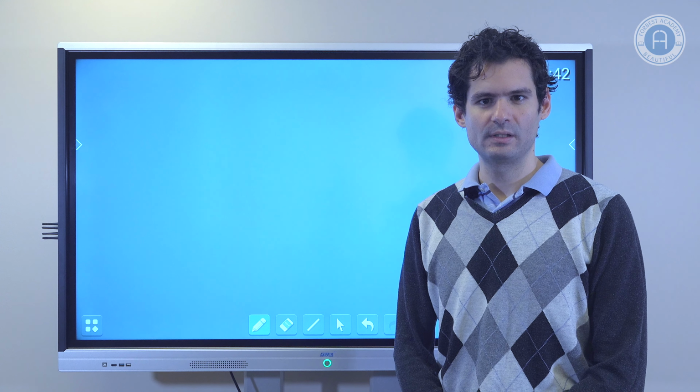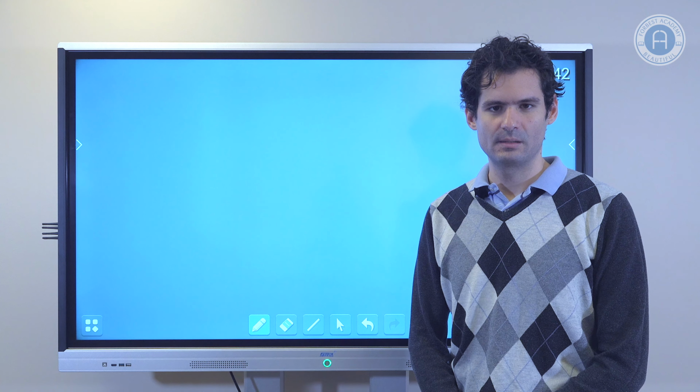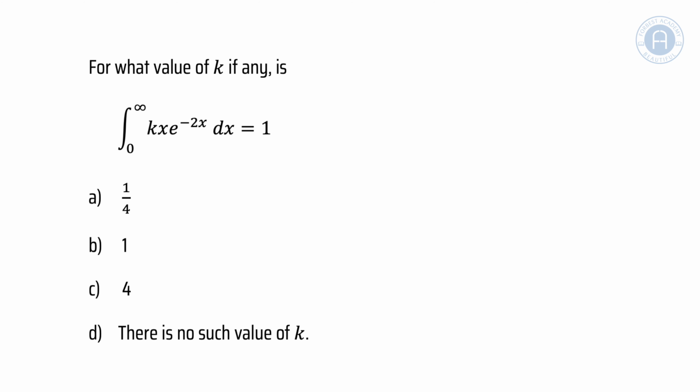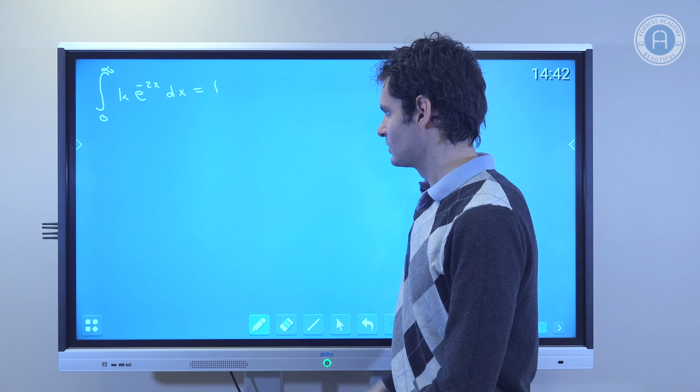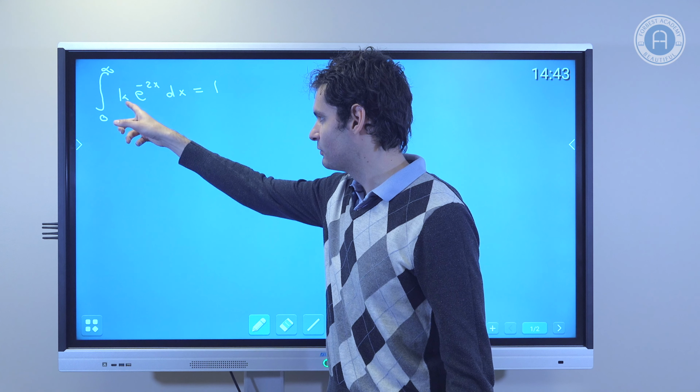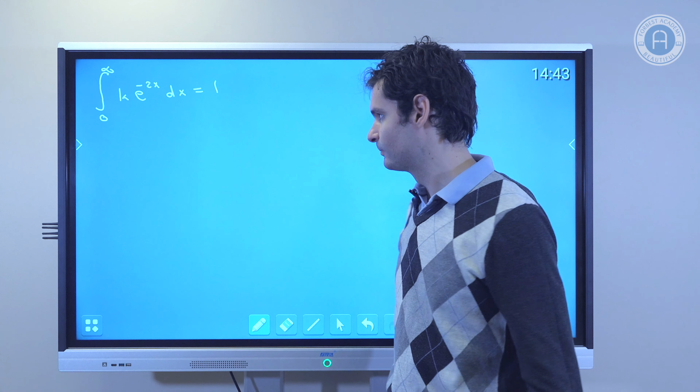Today we're going to be solving a calculus AP BC question. The question says, for what value of k, if any, is the integral running from 0 to infinity of kx e to the power of minus 2x dx equals 1? So those are the choices. We're told that this somehow has to be equal to 1, so we need to pick a value of k to make that happen.